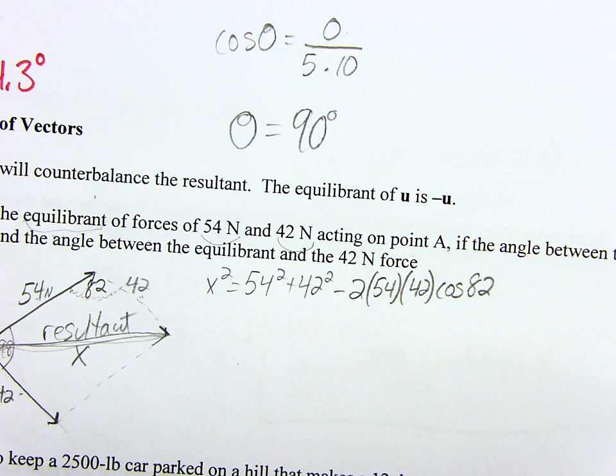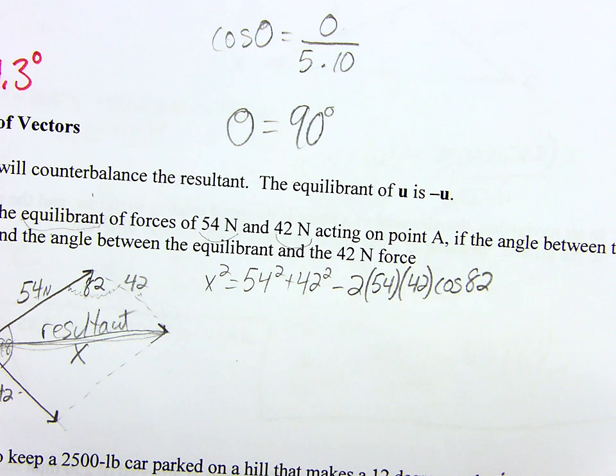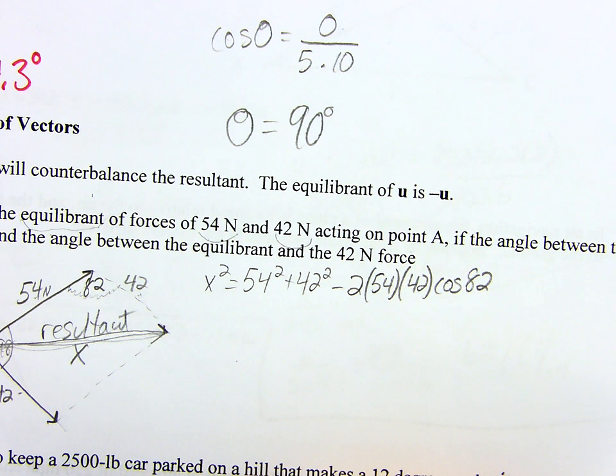That's not so bad. And now we just have to solve for x. Are we in degrees or radians? Degrees. All right. Square root of 54 squared plus 42 squared minus... I got a crazy high number.